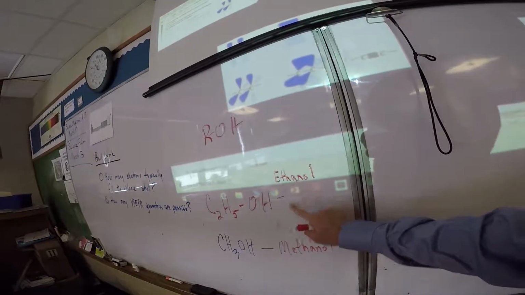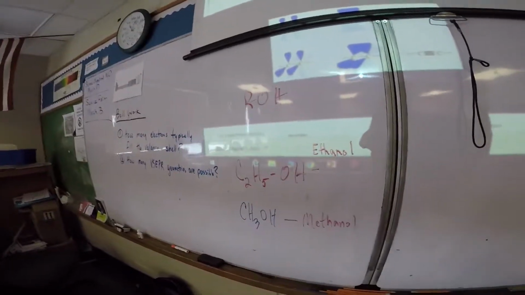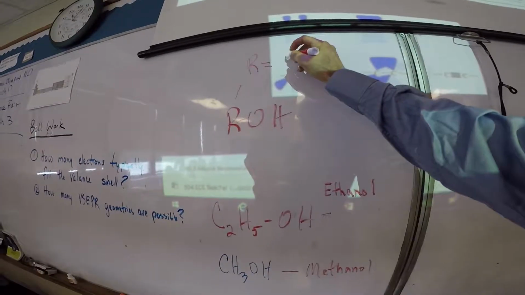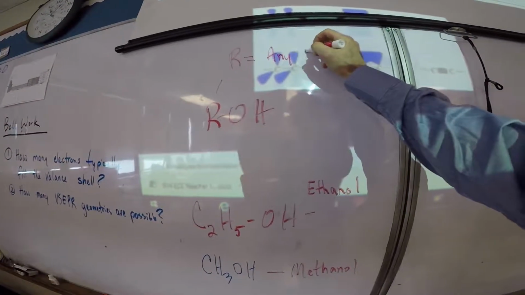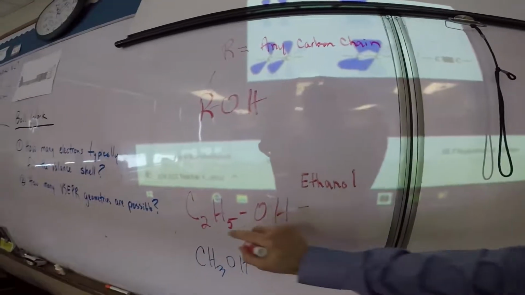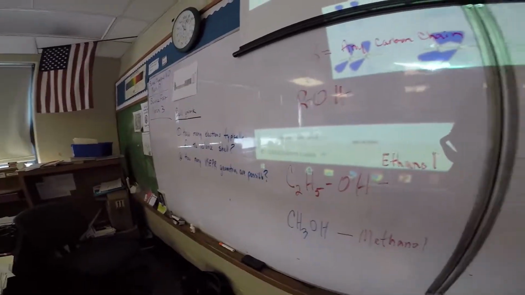They use it in automobiles. So the R corresponds to any carbon chain. So you might want to write that down. R equals any carbon chain. So you have a one carbon chain and a two carbon chain.